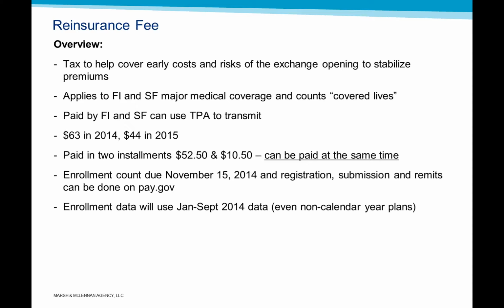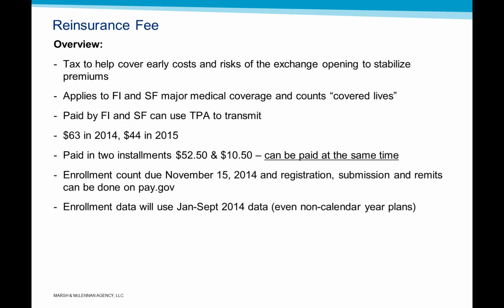The tax this year is going to be $63. It's estimated to go down to $44 next year in 2015, and conceivably be between $22 and $28 in 2016. Again, it should go away after the 2016 payment. There is the option to break the $63 into two different payments, one for $52.50 and the other for $10.50. However, a group could pay the entire amount at the same time.